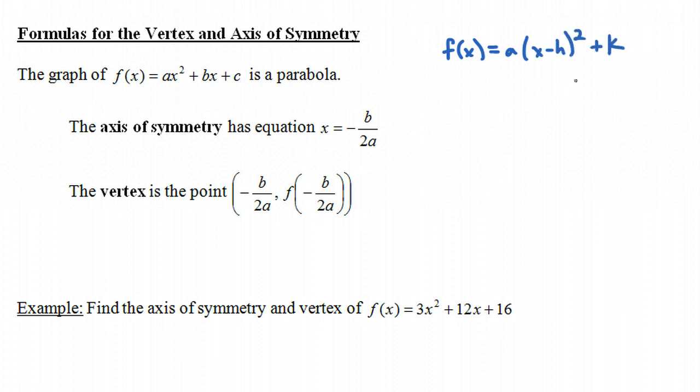Anything in this form, the vertex is (h, k), and the axis of symmetry is just going to be x = h. This is the vertex, this is the axis of symmetry.